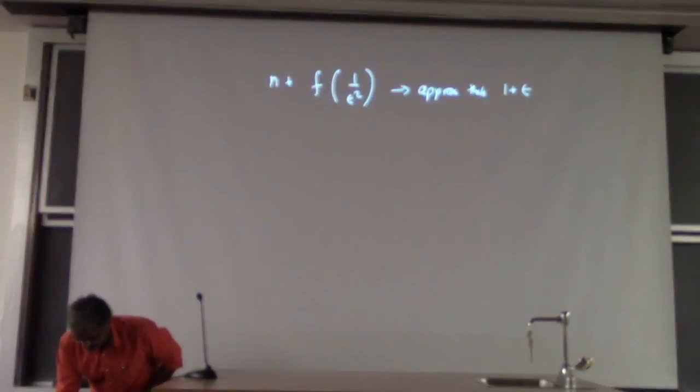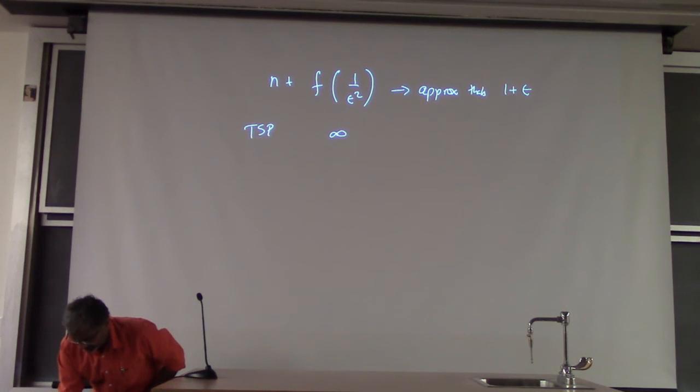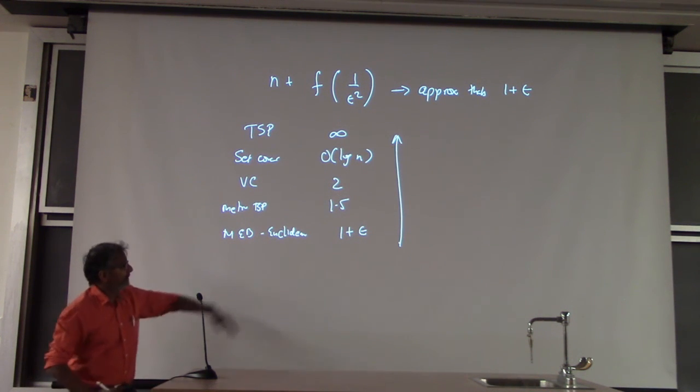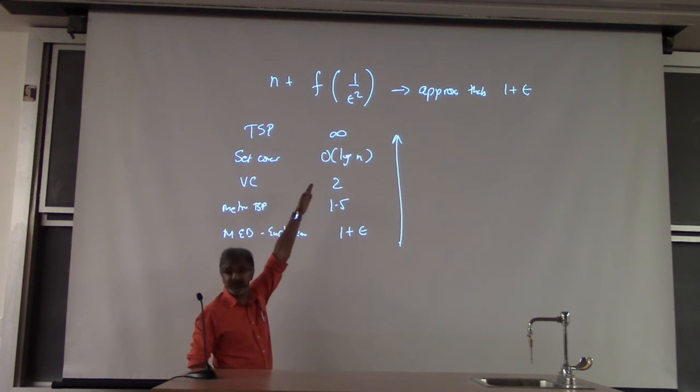So what have we seen so far? We've seen things like TSP in general, there is no approximation ratio. We've seen set cover, which has a log n approximation ratio, but you can't do any better. We've seen vertex cover, which has 2. We've seen metric TSP, which has 1.5. And now we've seen minimum enclosing ball Euclidean, which has a 1 plus epsilon. So there's quite a wide range here, right? Going from almost exact to impossible.